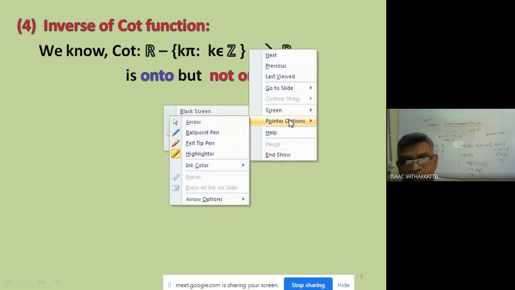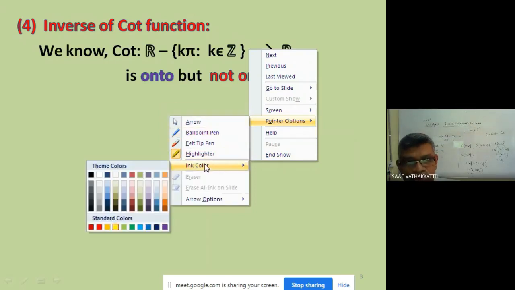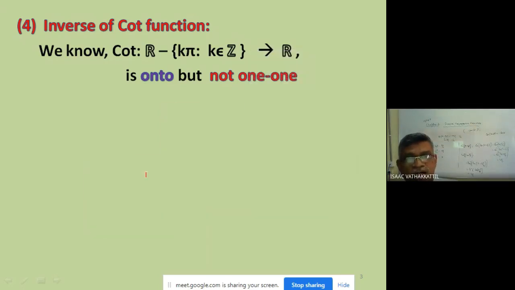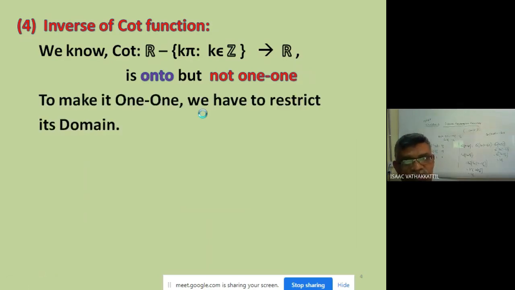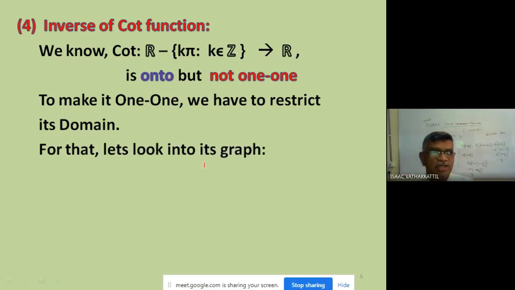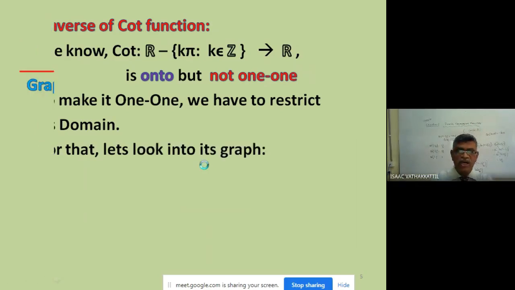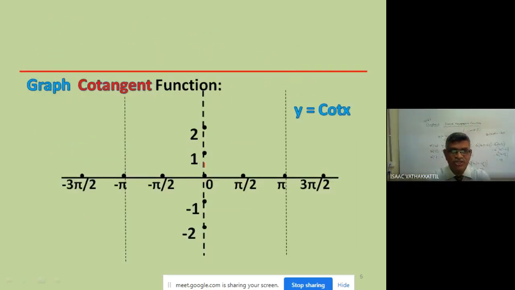So R minus k pi, k belongs to Z, to R is onto but not one to one. So what is the usual procedure? To make it one to one, we restrict the domain. And now to restrict the domain, we look into the graph of cot function, y equal to cot x.